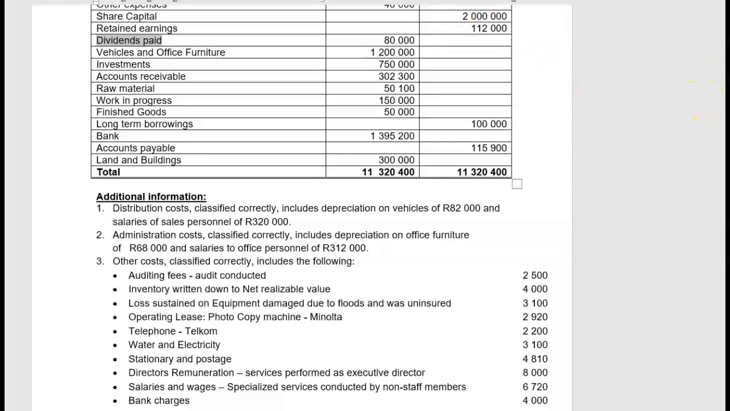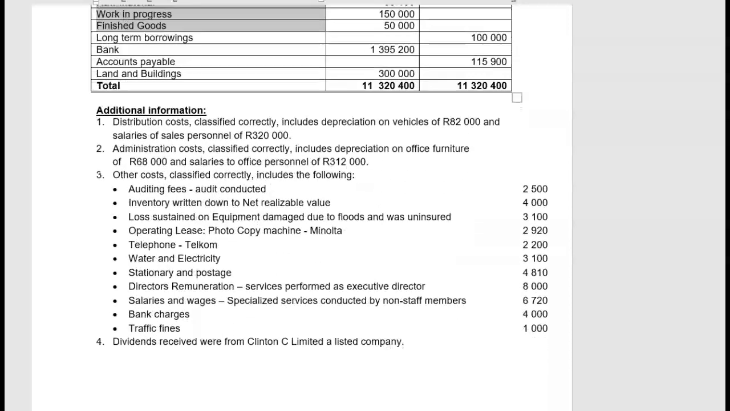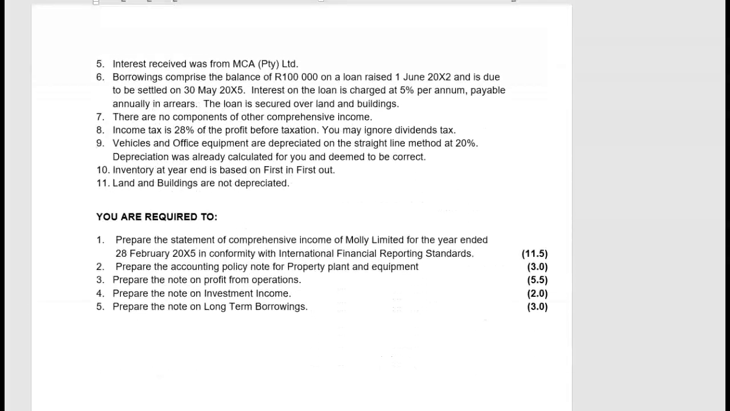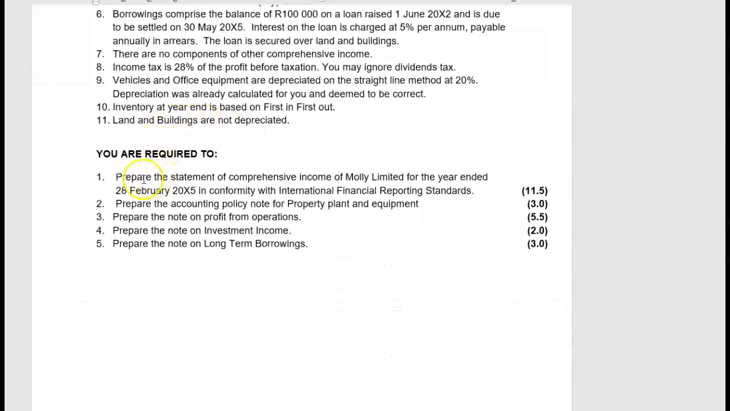Vehicles and office furniture, investments, accounts receivable, raw material, work in process, and finished goods. Clear indication, it is a manufacturing kind of environment. Long-term borrowings, bank, accounts payable, land and buildings, and then they give us additional information. You are required to prepare the statement of comprehensive income of Molly Limited for the year ended 28 February 25 in conformity with the International Financial Reporting Standards.